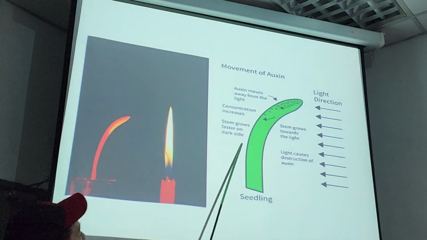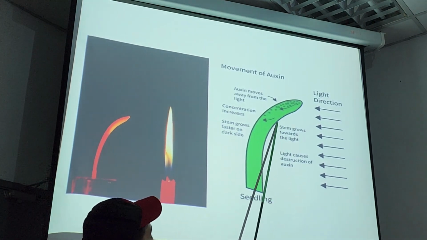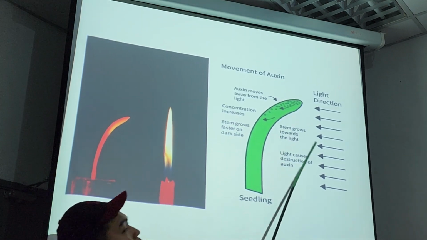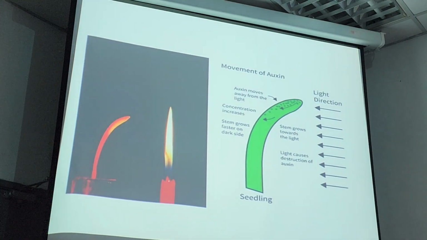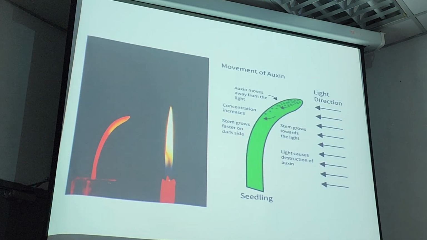the longer curvature happens on the darker side, while the side that is facing the light will have less curving. And that's why you got the bending towards the light source. And this is the explanation for why phototropism is happening.